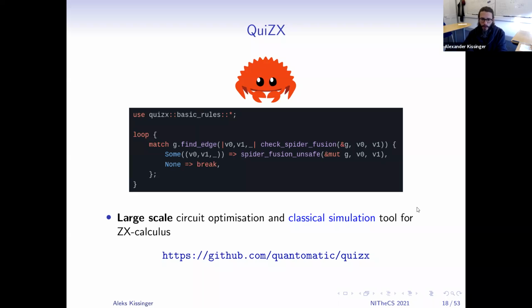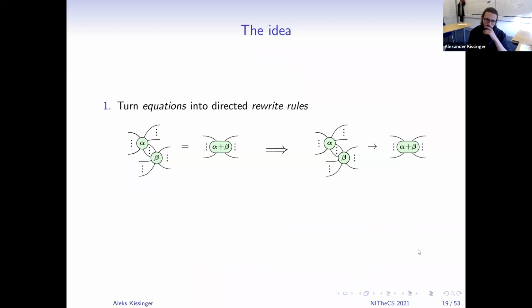Okay, so all of these things are open source tools, and you can find them all under this Quantomatic organization on GitHub. Basically the idea behind all of them is kind of the same. The main thing is to take equations. An equation you really think of as a symmetric object that can be applied in either direction. So you take an equation and you turn it into a rewrite rule. Now this is really saying that I think this thing on the right is simpler than this thing on the left, so I really want to apply this rule going from left to right.